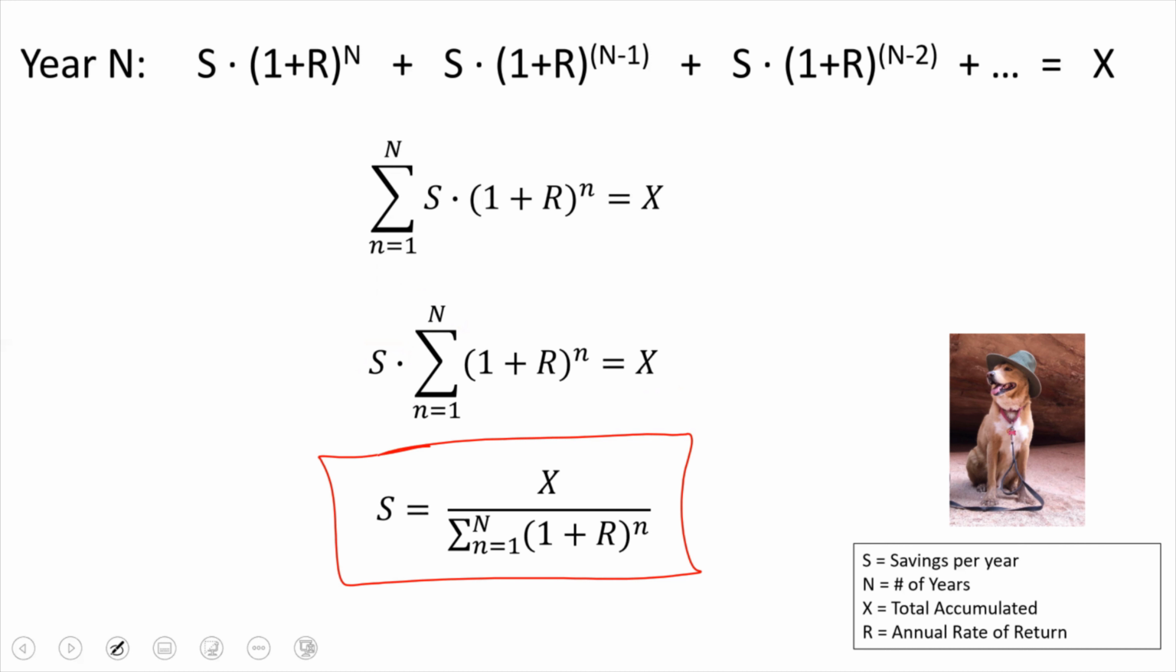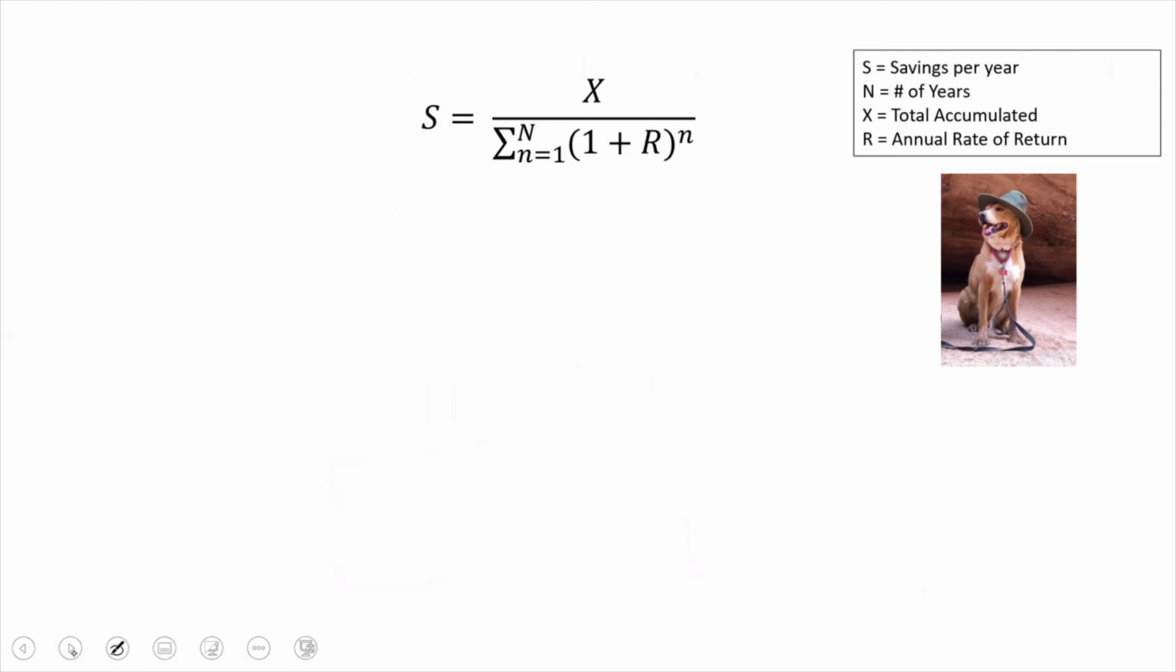Now, the problem here is that this equation has a sum in the denominator. And usually when you have a sum, it's really hard to just plug in numbers and see what you get. So we're going to do a little bit of a simplification in order to make it more useful. But this equation is true. All right, so let's do that.